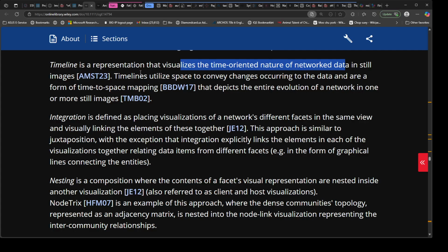Timeline is a representation that visualizes the time-oriented nature of network data in still images, AMST 23. Timelines utilize space to convey changes occurring to the data, and are a form of time-to-space mapping, BBDW 17, that depicts the entire evolution of a network in one or more still images, TMB 02.